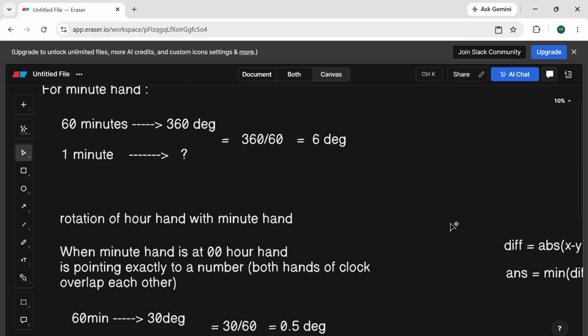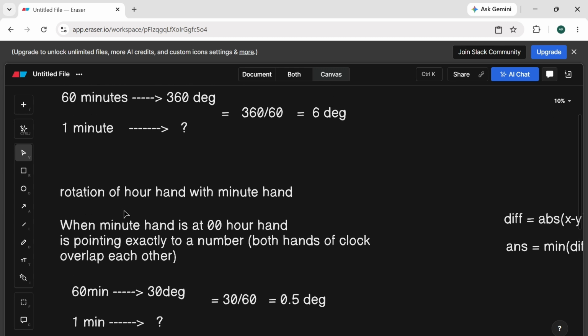Now why? Let's understand. Now see the rotation of the hour hand with the minute hand. When the minute hand is at 0, we know that the hour hand is pointing exactly at one number, meaning they both are overlapping.